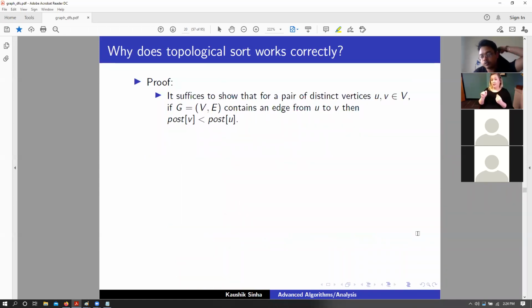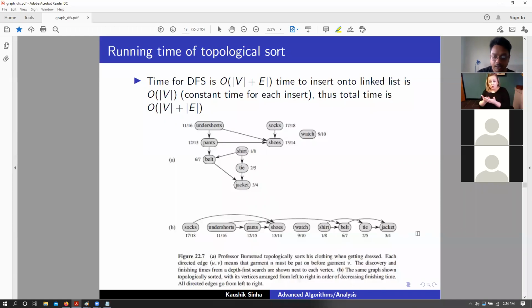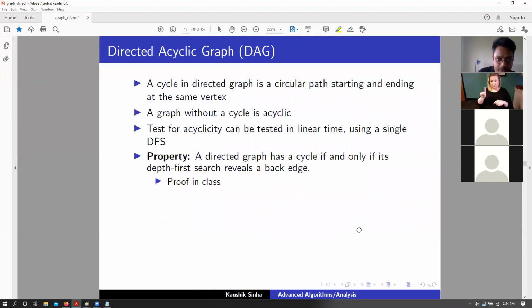So how do I prove that a particular topological sort works? Well, remember, while I'm traversing my graph, let's come back to that particular example. Give me one second.